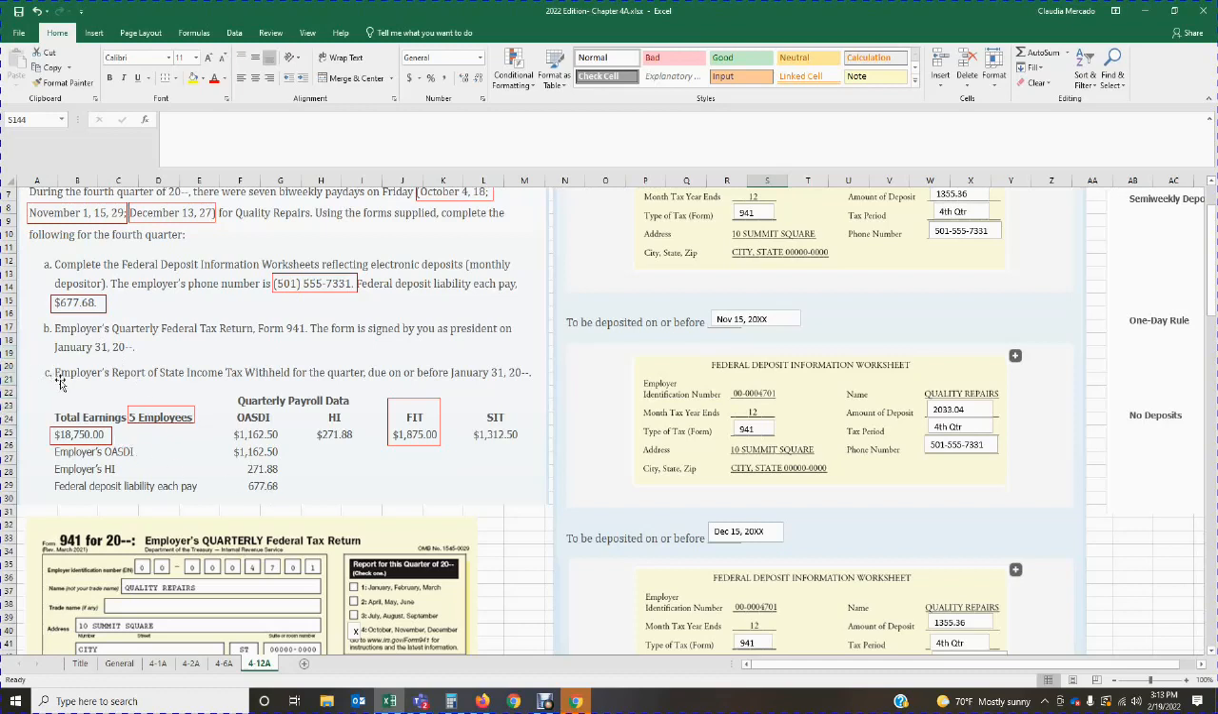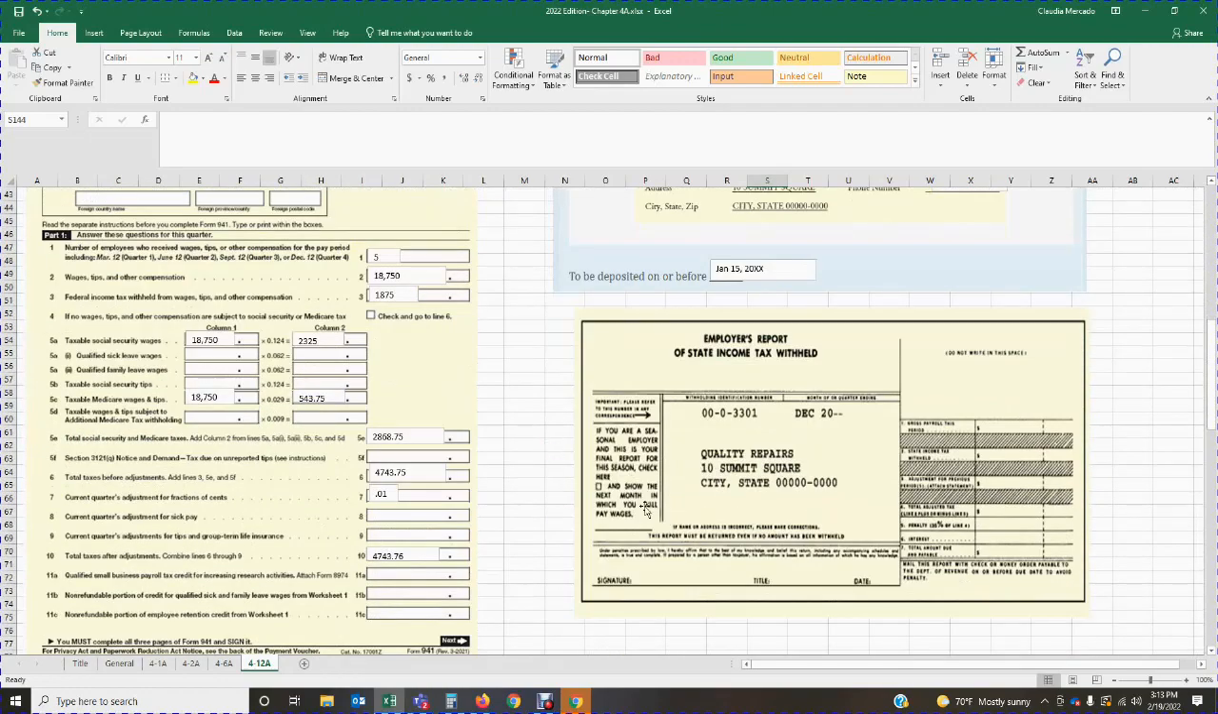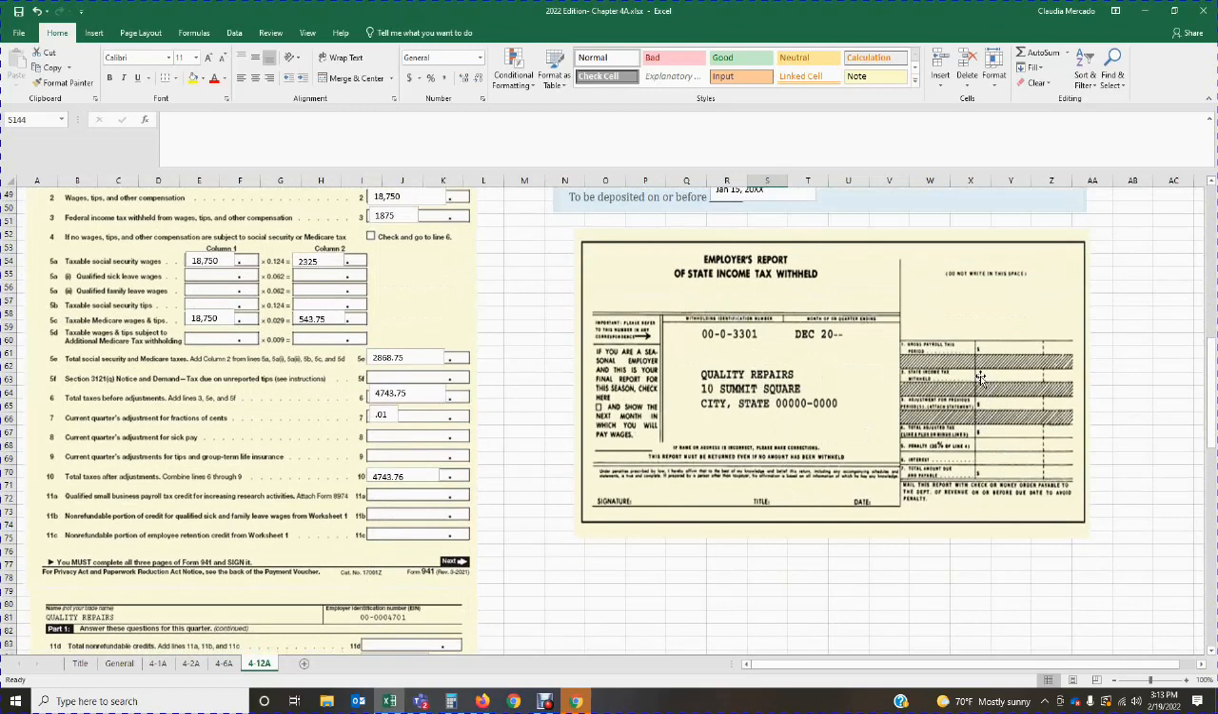Last but not least, we have the employer's report of state income tax withheld for the quarter due on or before January the 31st. So now we have to complete this form. I've got the form here. It's a little bit blurry because the numbers are small, but let's go ahead and compute it. It's a very simple form. It's already populated for you. We do have to fill out the first line item. The first line item says, what is the gross payroll this period?